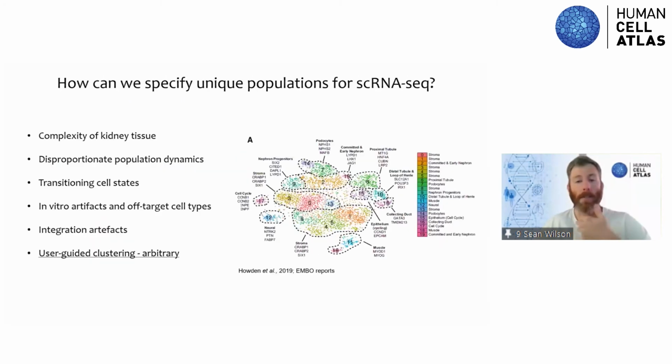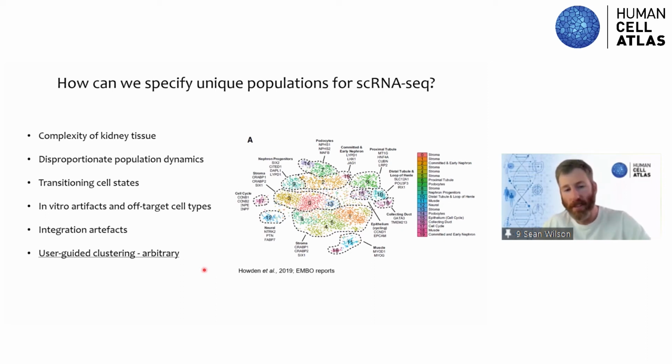But moving into trying to answer questions around single cell profiling, we wanted to see if we could utilize the same concept to robustly specify unique populations within single cell data sets. This is really complex, and it's been touched on already in a number of talks in this meeting. But with kidney organoids, we've got a really complex tissue with many different transitioning cell states. And within the data set itself, disproportionate population dynamics, so the percentages of cell types that are present are different, as well as, when we're looking at an organoid culture, we have in vitro artifacts and unwanted off-target cell types that complicate classification of these data points.